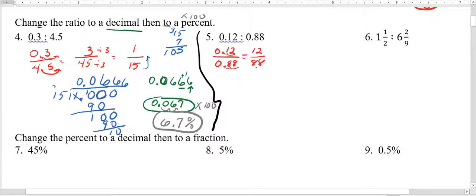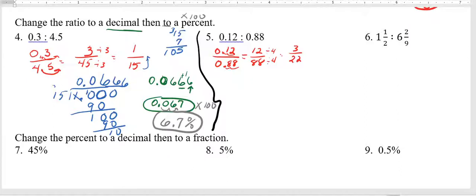Now, I always like to reduce it. That makes my number smaller, and it's easier to divide. So I know 4 goes into 12, and 4 goes into 88. So divide them both by 4. 12 divided by 4 is 3. 88 divided by 4 is 22. So now I can take my fraction and take 3 divided by 22.